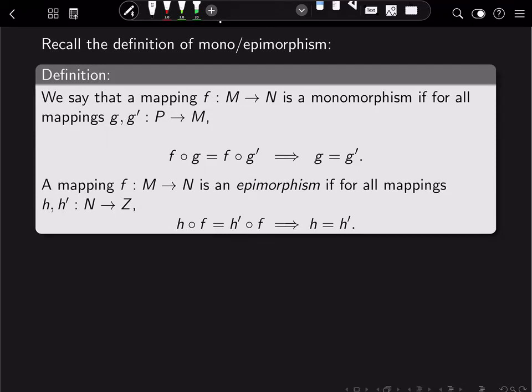It's not the same because F may not have a left inverse, but this is a statement that is essentially saying that we can quote unquote cancel on the left. And a mapping F that maps M onto N, we say that's an epimorphism if for all mappings H and H prime that map N onto Z, if H composed with F is equal to H prime composed with F, that implies that H is equal to H prime as functions. So these are statements about how the functions behave without referring to elements of the sets.